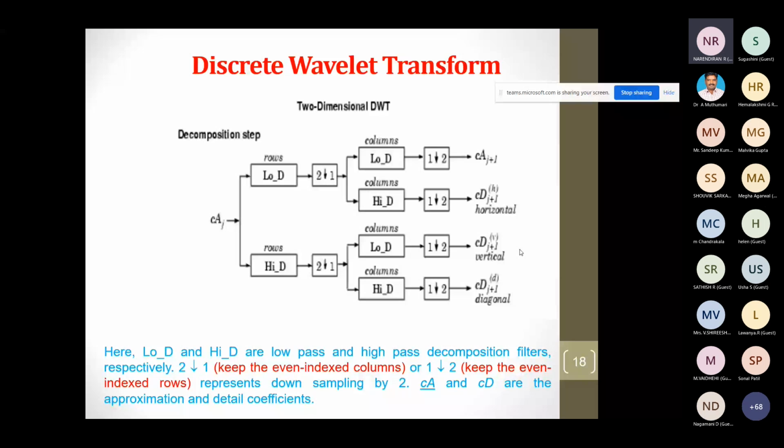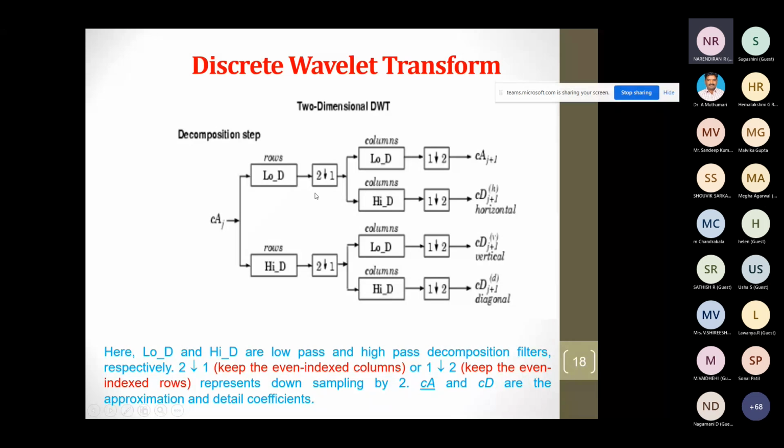In the diagram, you can see there are two filters, a low pass filter and a high pass filter. In the first level, a low pass filter is applied for rows, and a high pass filter is applied for rows. Here, down sampling is done, the down arrow 1. What it does is keep the even indexed columns. The 2 with the down arrow also means down sampling.